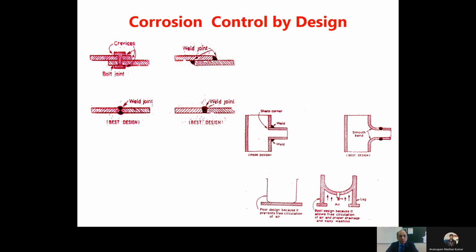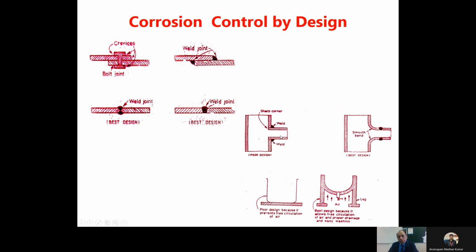Design is very simple. For instance, suppose we want to join two metals. One method is to use a bolt joint. Here in figure one, a bolt joint is shown. You can also join these two metals by a weld joint. Here the weld joint is considered the best design as compared to the bolt joint, because in a bolt joint oxygen may enter into the crevice, so corrosion will take place, but there is no possibility of oxygen concentration formation in a weld joint. So this is better.